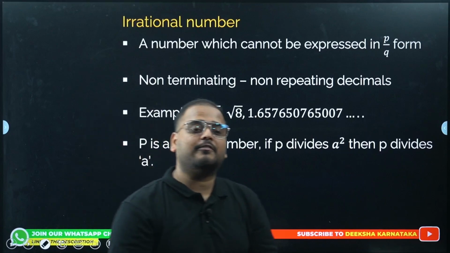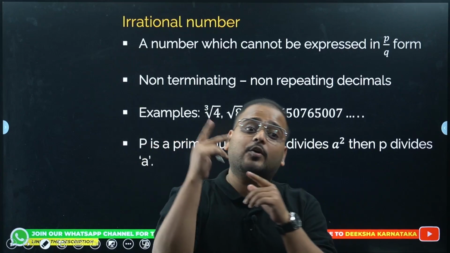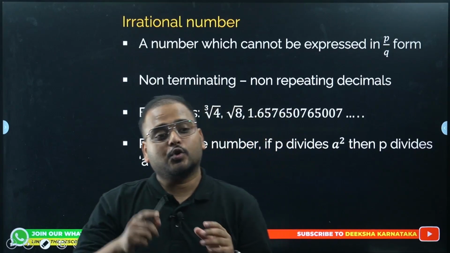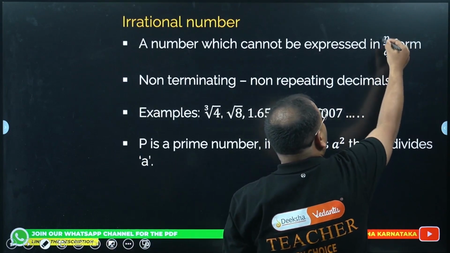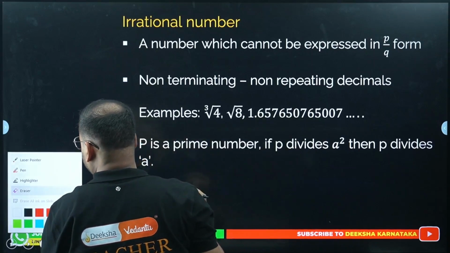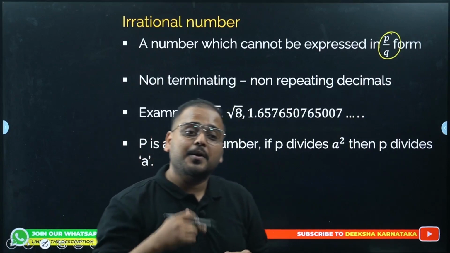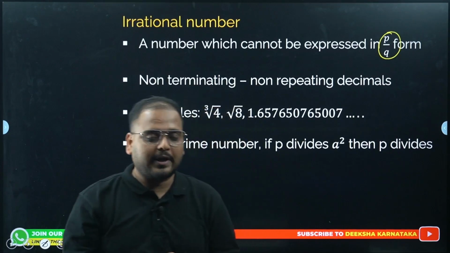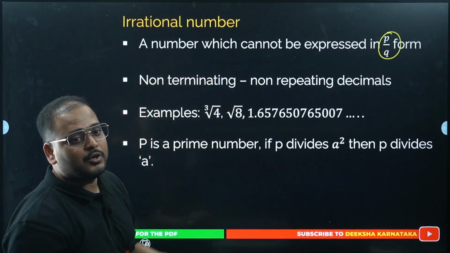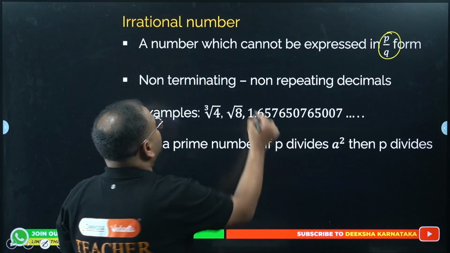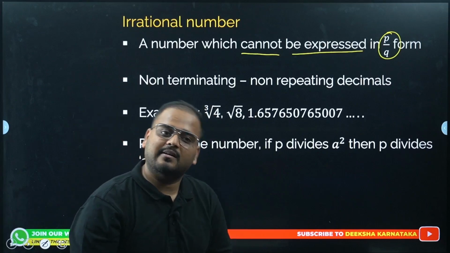So let's learn the definition of irrational number first. Before defining irrational, let's go back and recall rational number. What is a rational number? All those numbers which can be written in the form of P by Q, provided P and Q are co-prime, are called rational numbers. But here we have irrational numbers. So basically we can just reverse the statement. Cannot be expressed in P by Q form. All those numbers will be irrational.